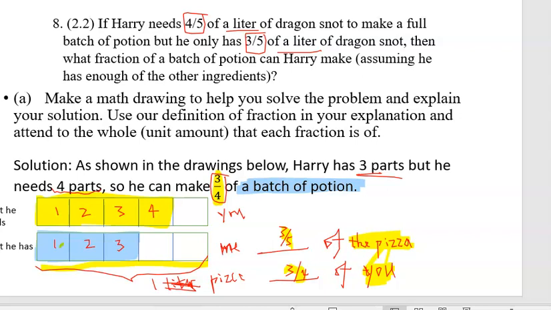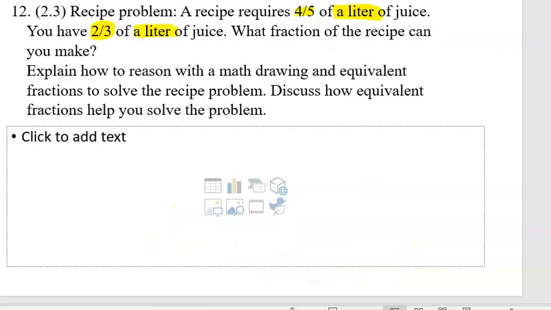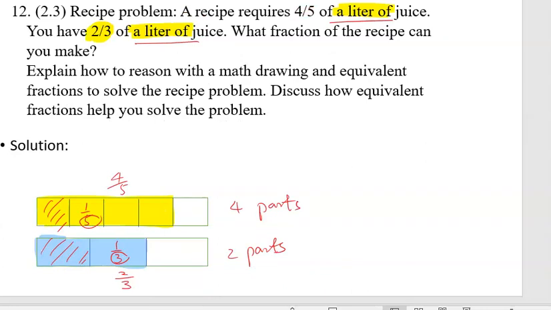But now we cannot do that because when you look at the drawing, the blue parts and the yellow parts have different sizes. So we cannot say we have 2 out of 4, because the 2 parts are each of size 1/3, but the 4 parts are each of size 1/5. They have different sizes, so we cannot say we have 2 parts out of 4 parts anymore. Of course, if they have different sizes, we can use equivalent fractions to turn them into parts of the same size.